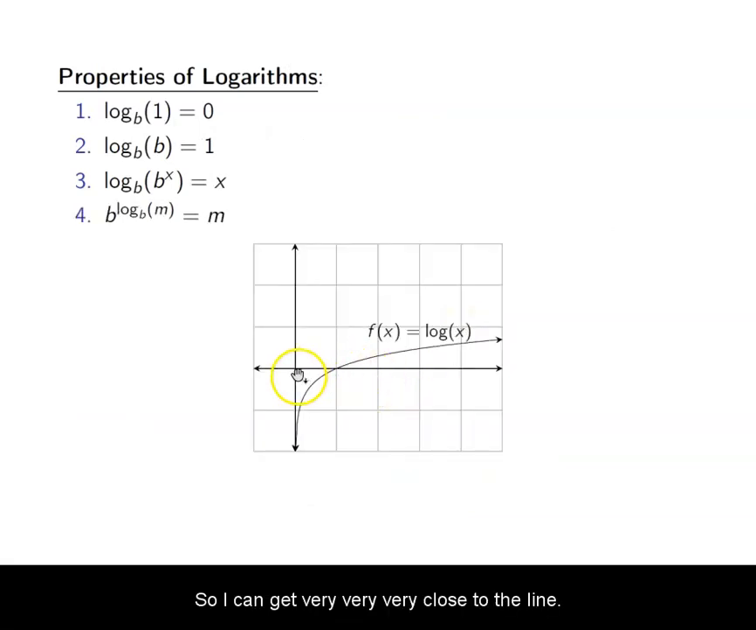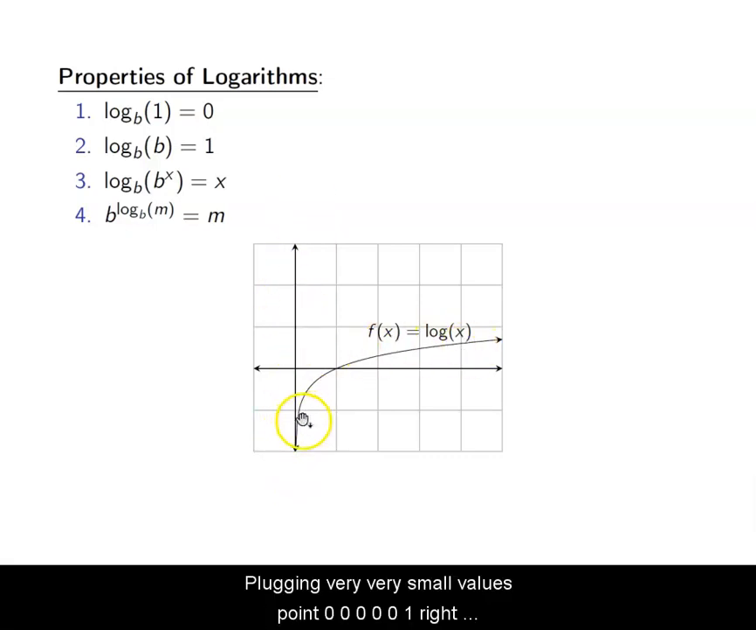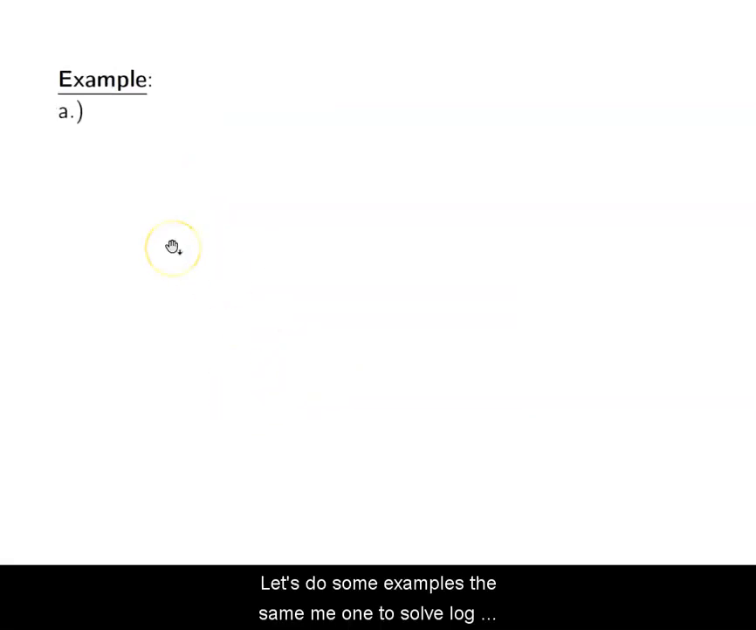So I can get very, very close to the line x equals 0, but I can't actually plug 0 into here. But I can plug in very, very small values, 0.000001, but I can't plug in 0, and I can't plug in anything negative. So let's do some examples.